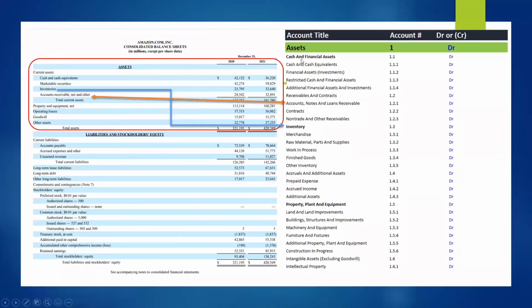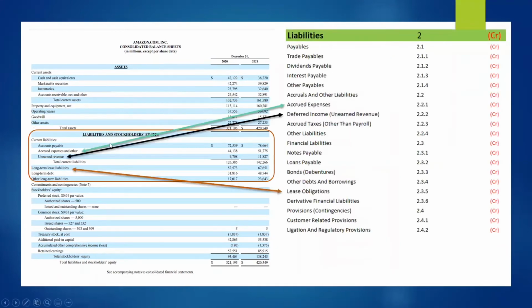Here you can see, as we look at the chart of accounts assets, we have cash and financial assets, cash and cash equivalents, and here it's using the same kind of account compared to the chart of accounts. And here are the inventories, as you can see, using the same inventory account on their balance sheet. And here accounts receivable.